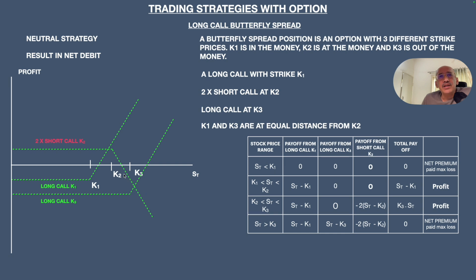Now, when the value of the strike price goes beyond K3, what happens? ST minus K1 will remain because the long call will be in profit. Your long call at K3 will also be in profit, and your two short calls simultaneously will be at a loss. Hence, this is going to be the loss. Net premium paid will be the max loss. We'll see how it works out here.